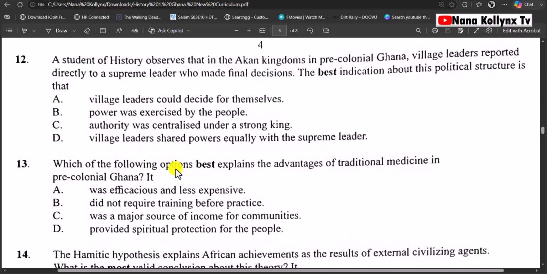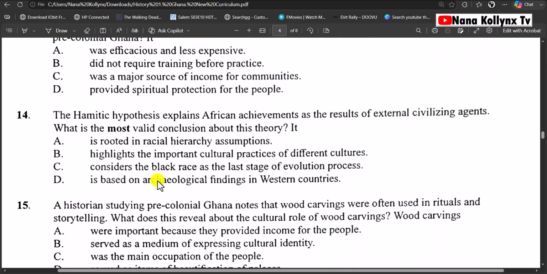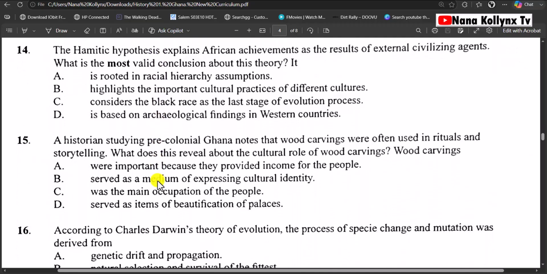Number 13. Which of the following options best explains the advantages of traditional medicine in pre-colonial Ghana? Let's go to question number 14.